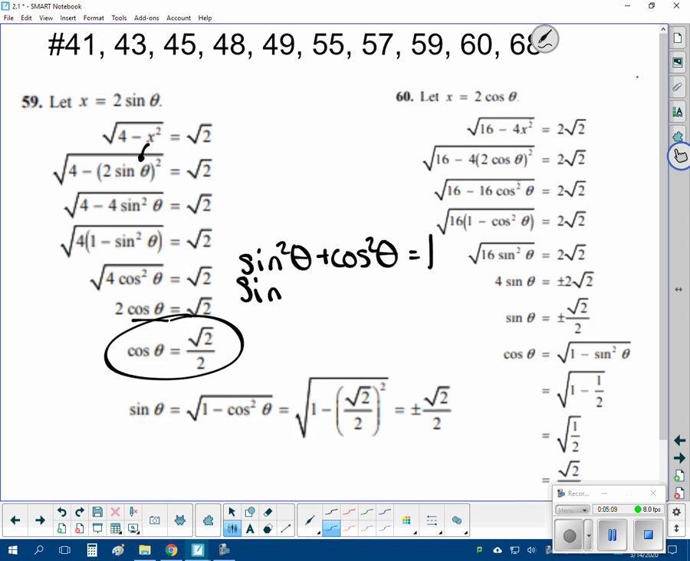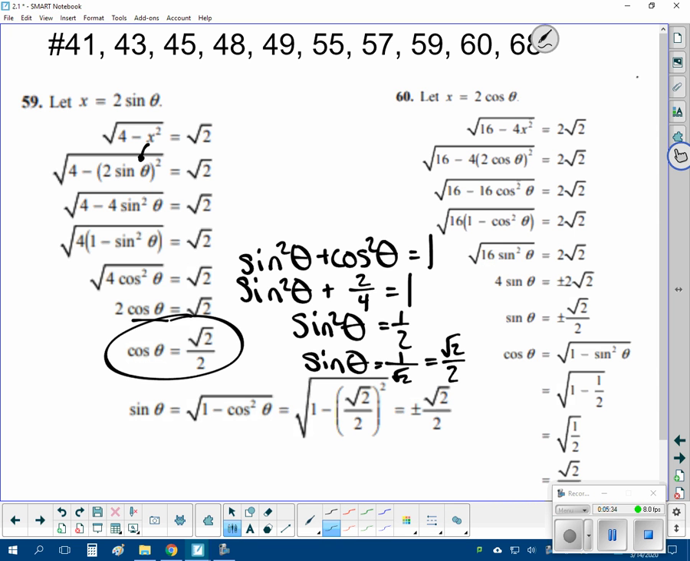So sine squared of theta plus what's cosine squared? Well, that would be square the top would be 2, square the bottom would be 4. So then we would get sine squared of theta, subtract that, you're going to have 1/2. Take the radical. So that would be 1 over radical 2, but then that's really radical 2 over 2. We've got to put the plus or minus sign here as well. So sine of theta equals plus or minus radical 2 over 2.